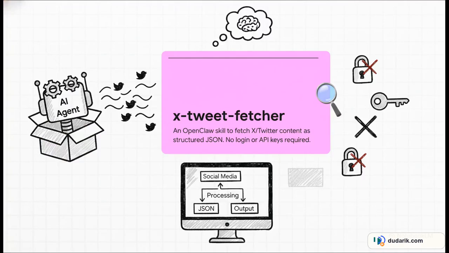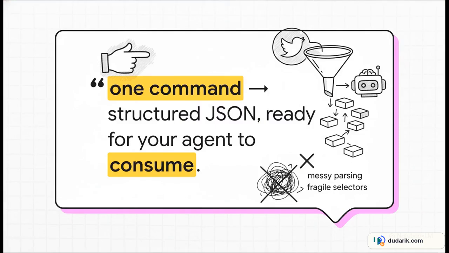So what is it exactly? Well, at its core, it's a tool that fetches tweets, entire user timelines, even all the replies in a thread, and it gives it all back to you as clean, structured JSON. And here's the best part, the absolute killer feature. No login and no API keys required. It just works.